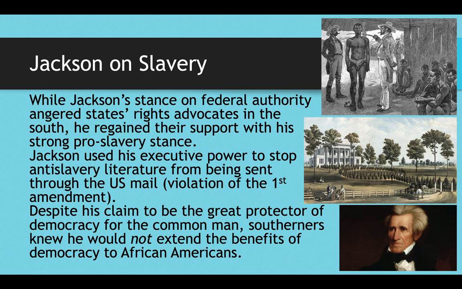So despite his claim to be the great protector of democracy and for the common man, Southerners knew that he would not extend this benefit to African Americans. He would not apply the benefits of democracy to black people.